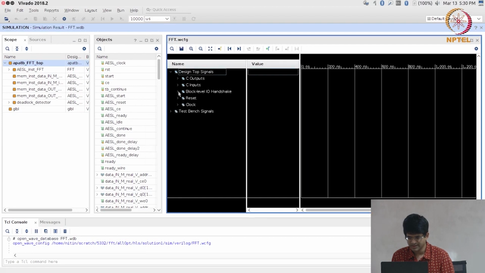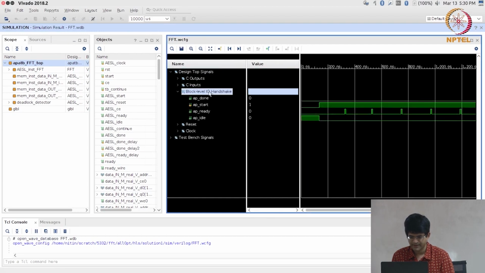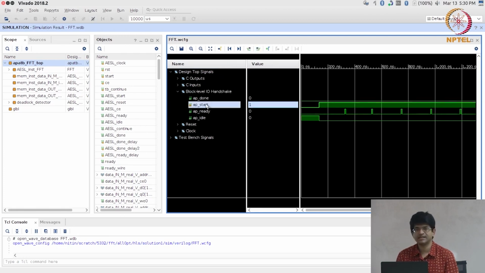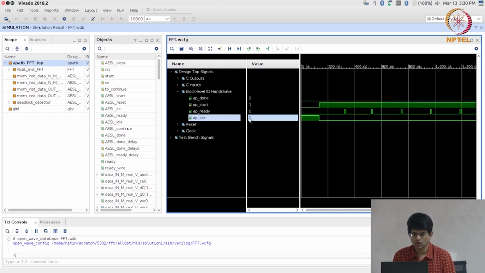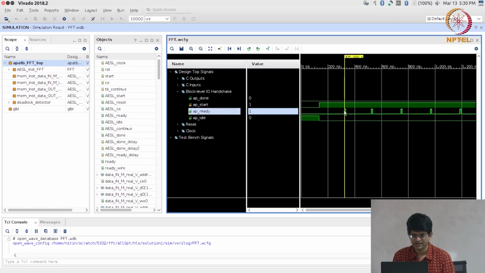Design top signals, block level IO handshake. AP start, the start signal is sent high and remains high throughout. The idle signal goes low soon after the reset is removed and just remains 0 for the rest of our simulation. What is interesting is, now the ready and the done signals are behaving differently. Okay? So first things first, the ready signal that you can see over here, there are a number of spikes in it.